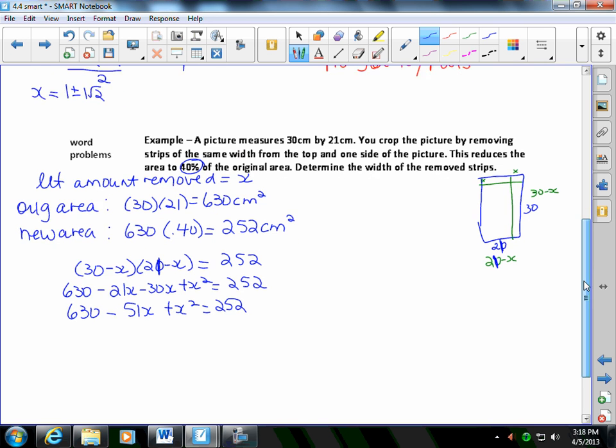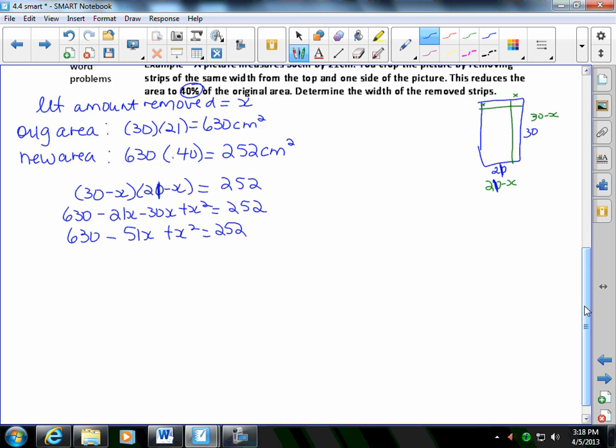So what I want to do is, because I'm going to use quadratic formula and not complete the square, I would take that 630 over, but since I'm doing quadratic formula, I'm going to move my 252 over. So if I rewrite this, it's going to be x squared minus 51x plus 378. So this means a is 1, b is negative 51, c is 378.